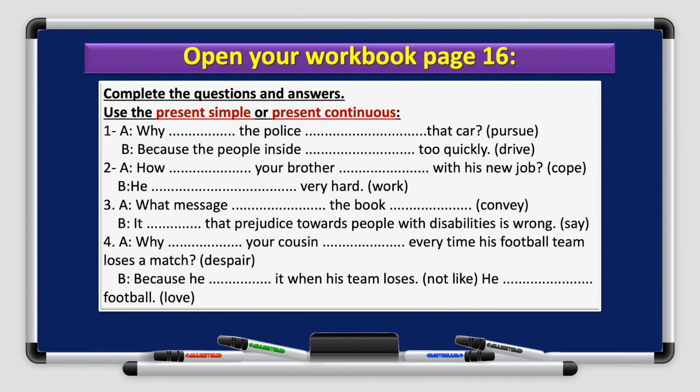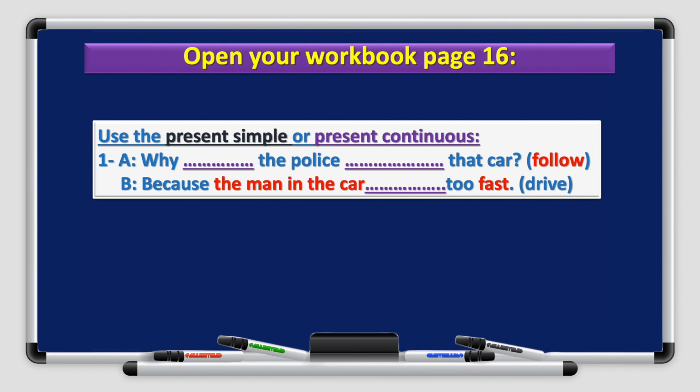Let's look at your workbook, page 16. Complete the questions and answers. Use the present simple or present continuous for these questions. Let's do number 1 and 2 together. Use the present simple or present continuous. Number 1, why blank the police blank that car?